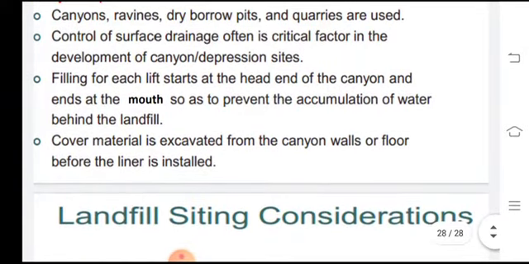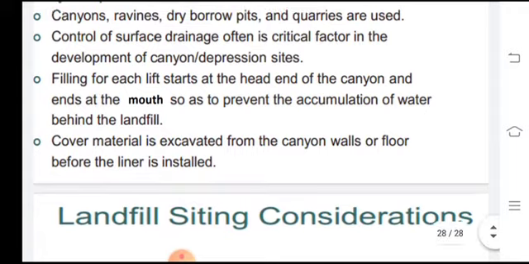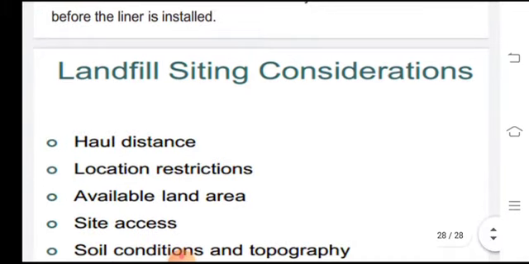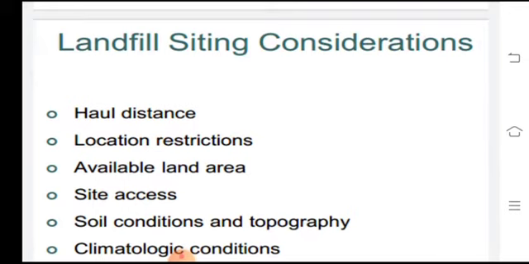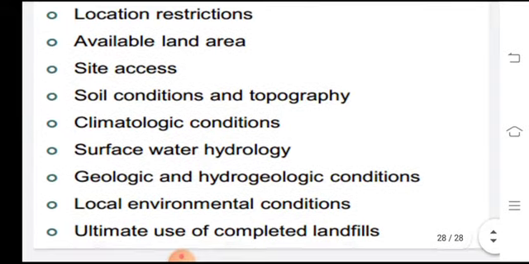And after the site investigation and site characterization, the landfill engineers can properly finalize which method is most suitable in these circumstances. Then we have, again, this final slide, landfill siting considerations, including the haul distance. Haul distance is the transport of the waste from the collection points to the landfill. Then location restrictions, available land area, site access, soil conditions and topography, climatologic conditions, surface water hydrology, geologic and hydrogeologic conditions, local environmental conditions, and ultimate use of the completed landfill.